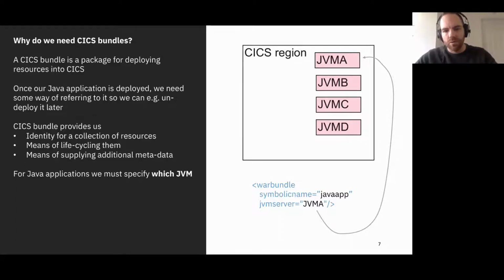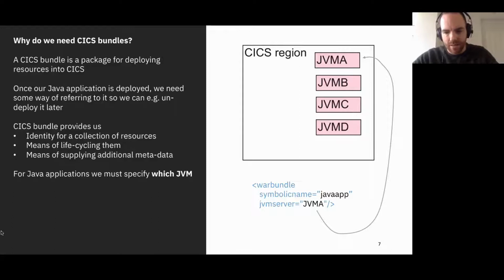The other important role that a CICS bundle plays when we're deploying Java applications is it provides a way of telling CICS the additional information that it needs to be able to deploy that application. Each CICS region is capable of hosting multiple JVM servers, so that's multiple Java virtual machines. And when we deploy a Java application into CICS, when we deploy the bundle into a particular CICS region, it could be any of a variety of JVM servers, so we need to tell it which one it's going to get deployed into. So the CICS bundle provides a way of supplying that metadata.